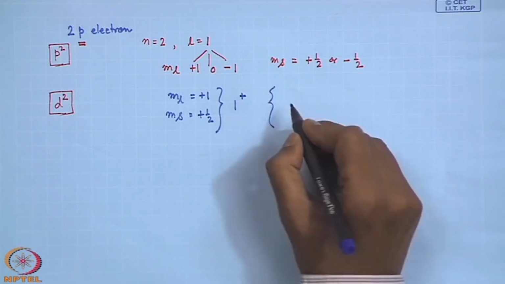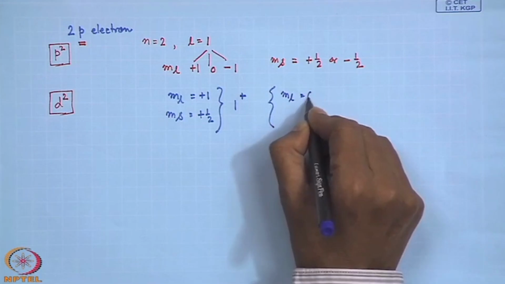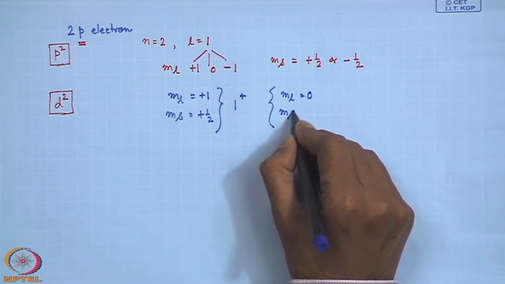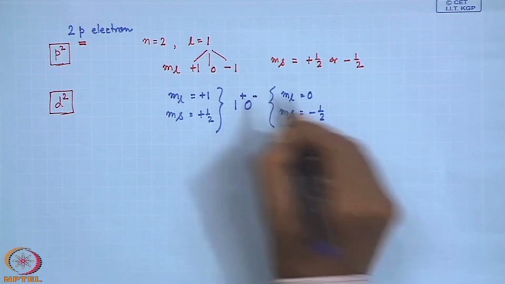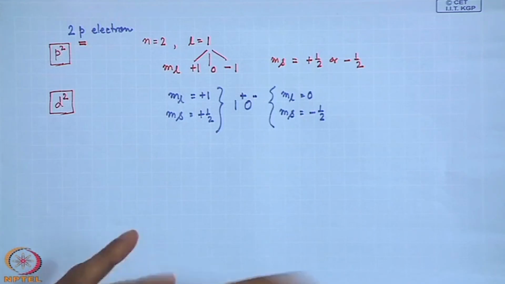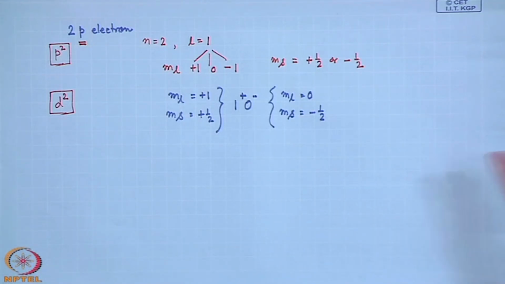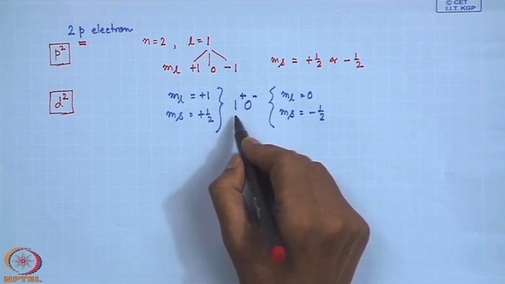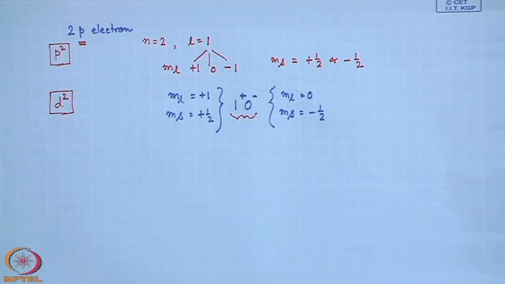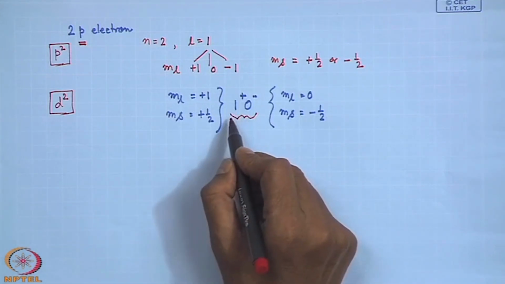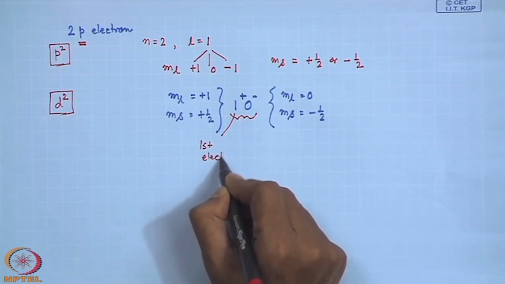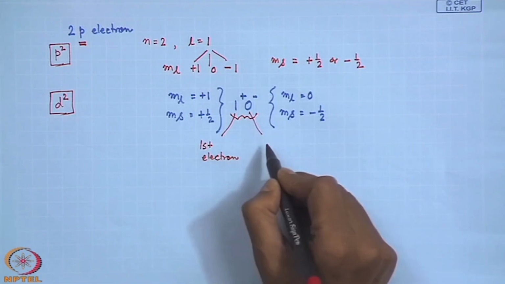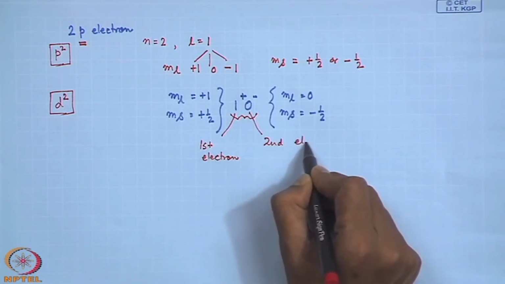Similarly, for the second electron, if we take ml is equal to 0 and ms is equal to minus half, we will have 0 minus. So, this is a corresponding state where the 2 electrons can be classified by this abbreviated labeling 1 plus, 0 minus, where the first one is for the first electron and this is for the second electron.